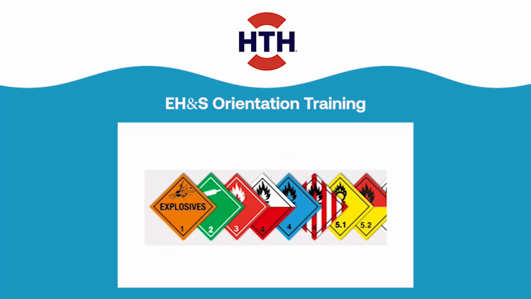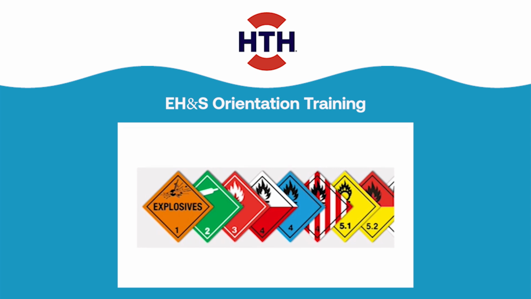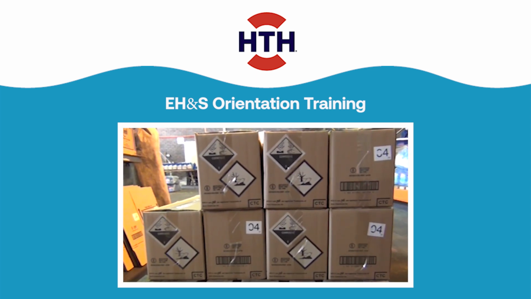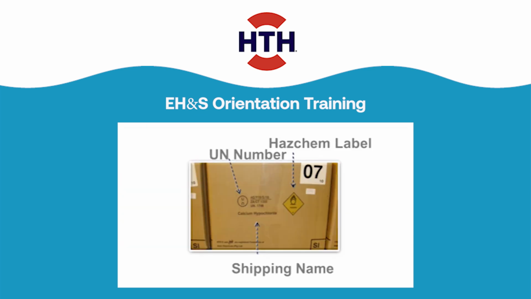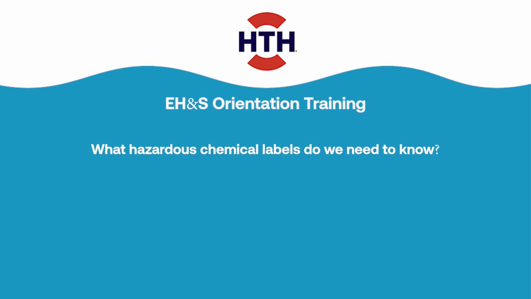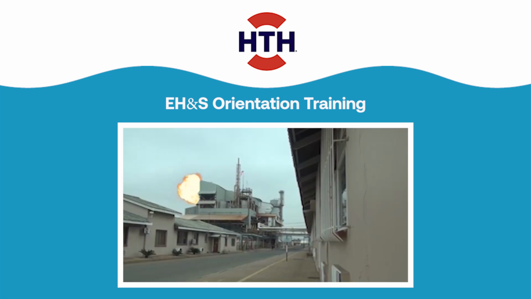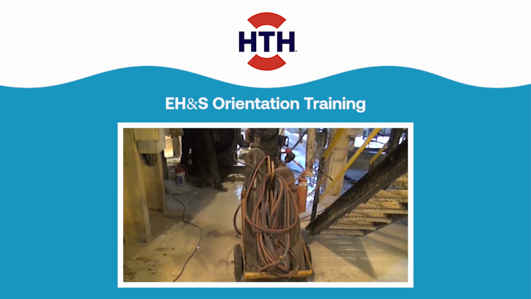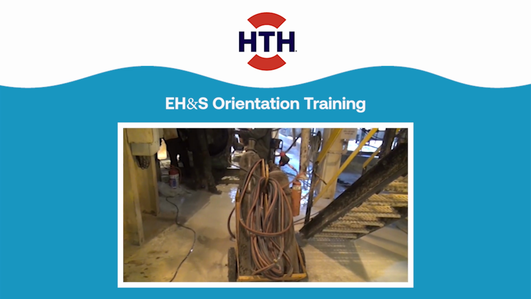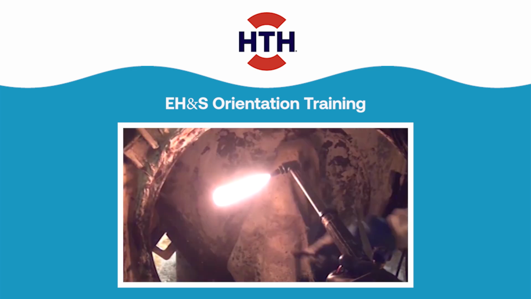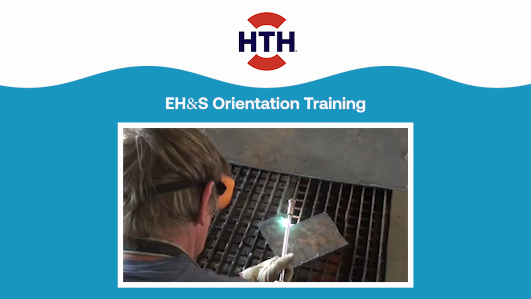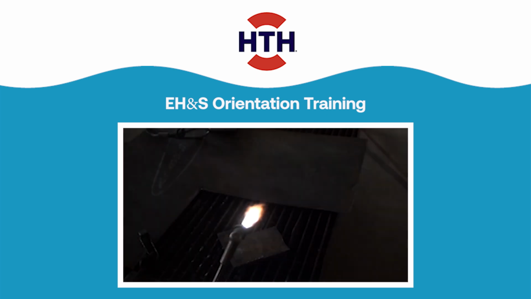Each class is distinguished by a pictogram warning diamond, and packaging being offered for transport must be labelled accordingly. HAZChem label, UN number, shipping name. What hazardous chemical labels do we need to know? Class 2.1, flammable gases. These can easily catch fire when exposed to a spark or flame. Example on site, acetylene. Uses: brazing, welding, cutting metal, flame heating.